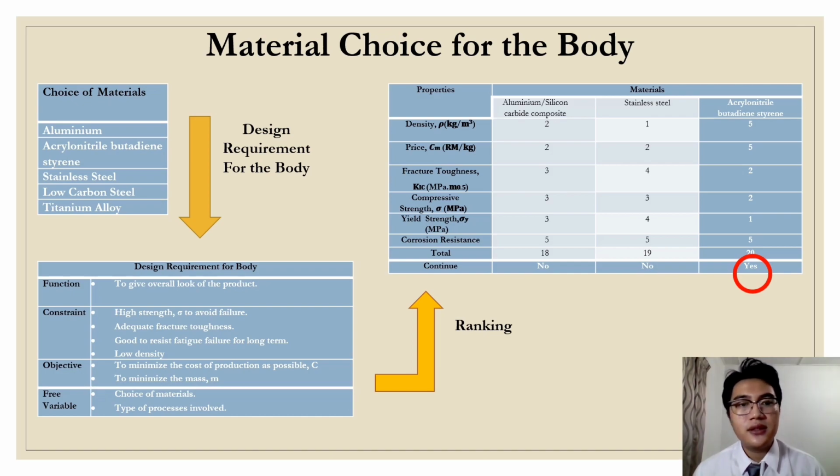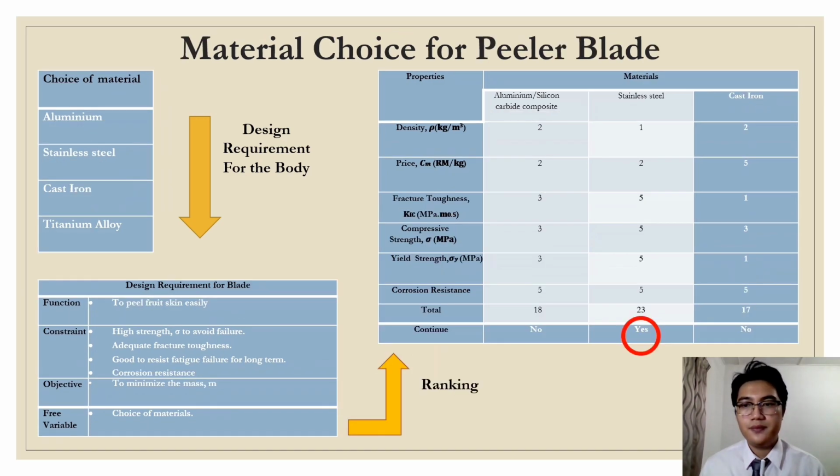So after we have selected the design requirements for the body, we go to the scoring and screening to get the best material. From the result above, you can see that ABS plastic is chosen based on its highest total points among the others. Now I'm going to talk about the choice for the pillar blade.